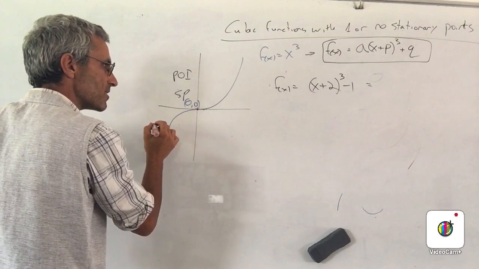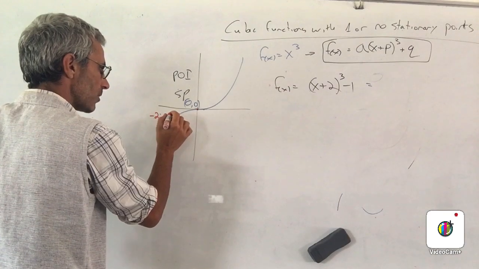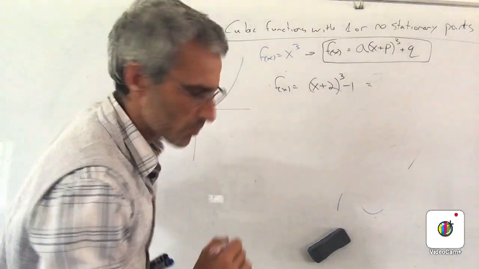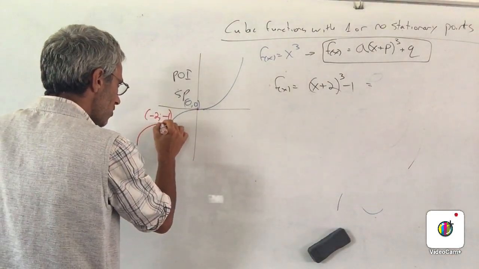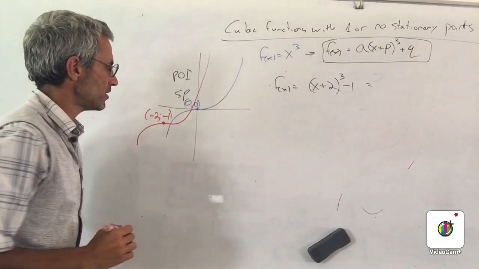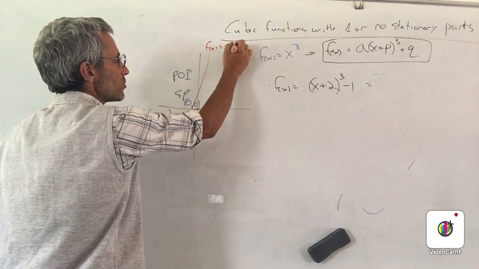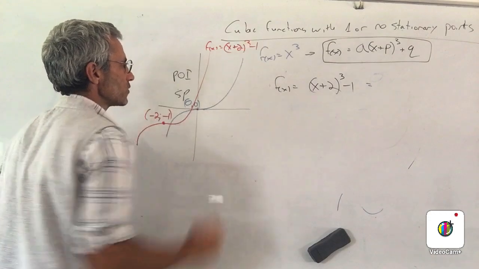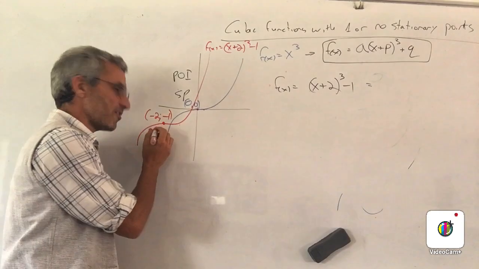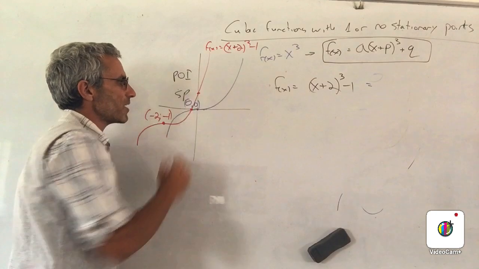So the stationary point now is going to be at minus 2, minus 1. That's the new stationary point. And I'm just going to draw it and make sure I do it right. So the new graph is going to look like that. Here's the new graph. That's the graph f of x equals (x plus 2) cubed minus 1. The point of inflection, which I always write, it's a point of inflection and a stationary point, is minus 2, minus 1. And I need to find these two intercepts.